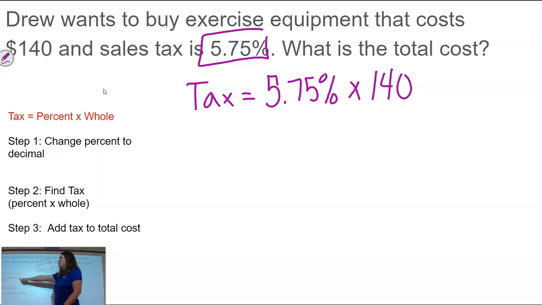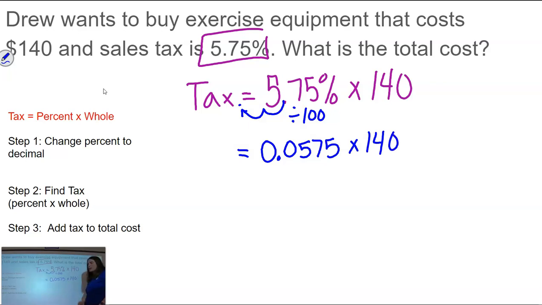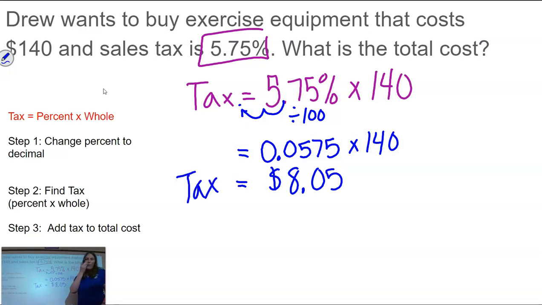The first step is I need to change that percent to a decimal. I can't keep this as a percent. So I change it by dividing by 100, or moving my decimal twice to the left. My percent would be 0.0575, and then I multiply it by my whole, which is 140. When I put this into my calculator, I get $8.05. This is my tax, how much I have to pay for my tax.